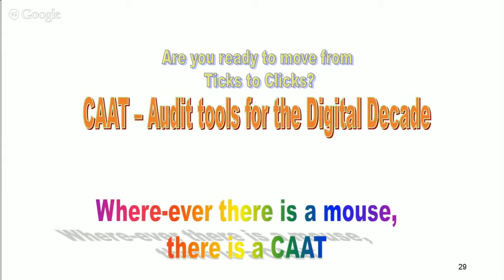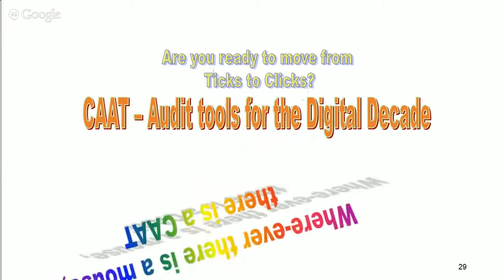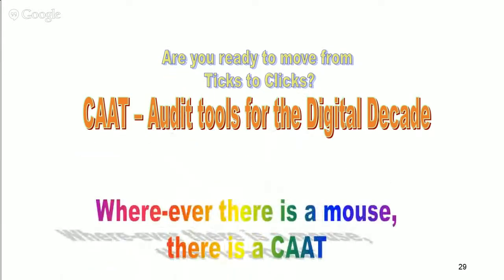The concluding slide, you need to remember that you need to move from the era of ticks to the clicks. And wherever there's a mouse, there has to be a CAAT. And CAATs are supposed to be the audit tools for the digital decade. So it is the essential part of the toolkit of the auditor.